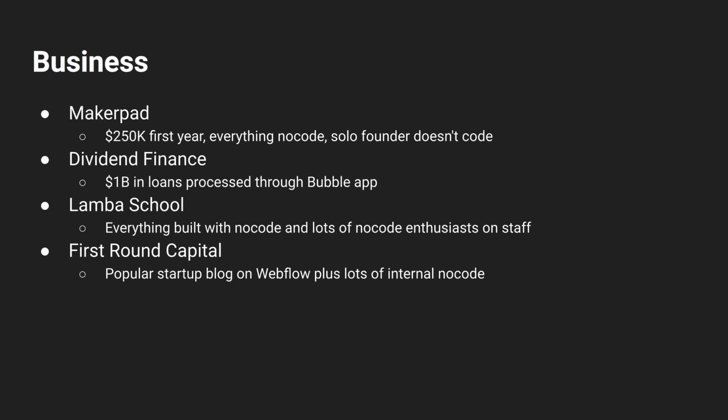Dividend Finance is a company whose software is all built on Bubble without engineers, and they've done over $1 billion in loans. They're a solar installation company, and they'll send someone out. The installer comes to your house with an iPad app that's made in Bubble, and it connects to HQ. All that amount of money and business is going through something that's built without engineers.